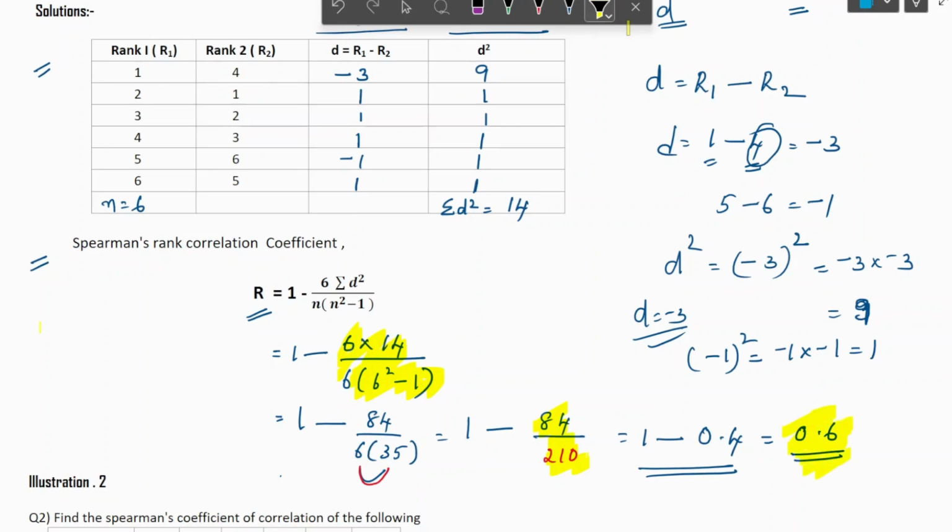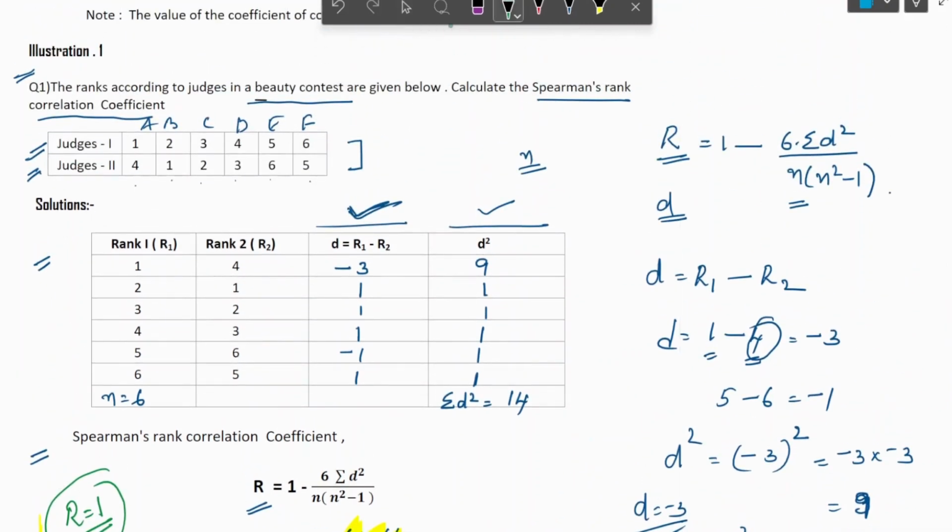If, after calculating, you are getting R equal to 1, that means it is a perfect positive correlation. Suppose the value of R comes out negative, a minus value, then it is a negative correlation. When will R equal 1? Just imagine the first judge has given the ranking 1 to 6, right? The same way, if the second judge has also given the same values, then both judgments are the same. There is no difference between their judgment. The first person, A, got first rank by judge 1 and also by judge 2.